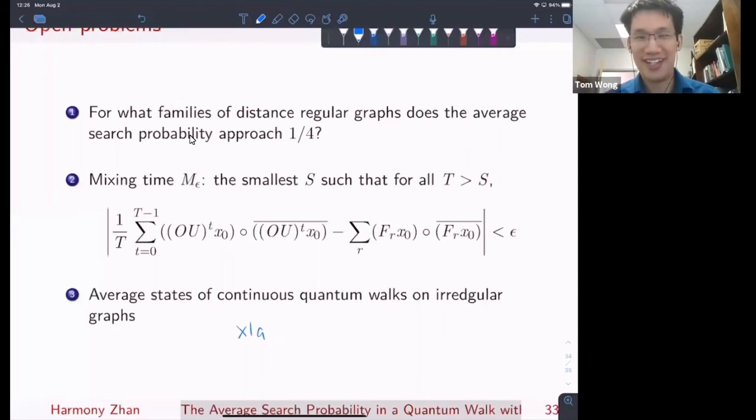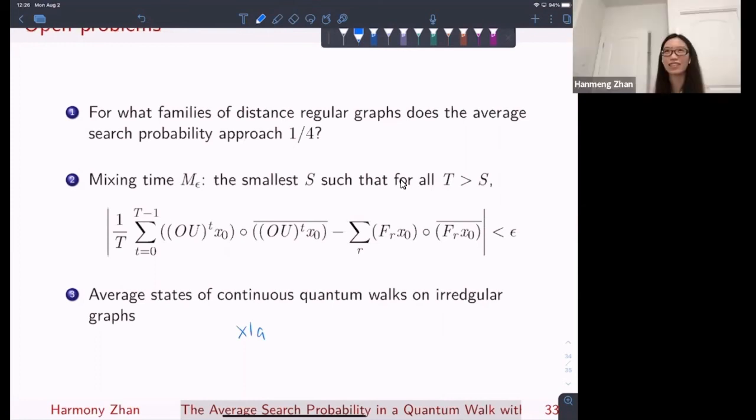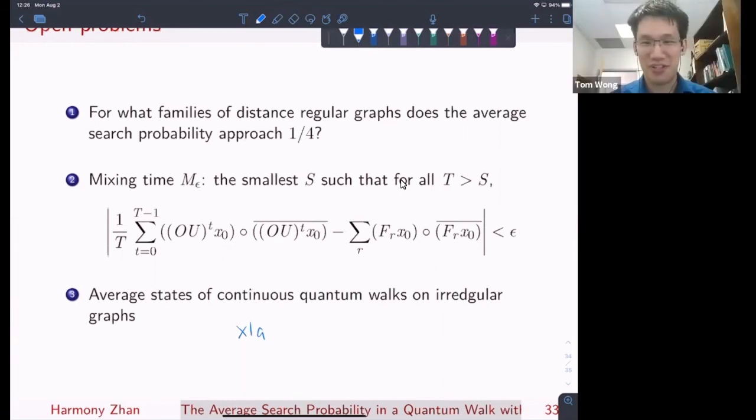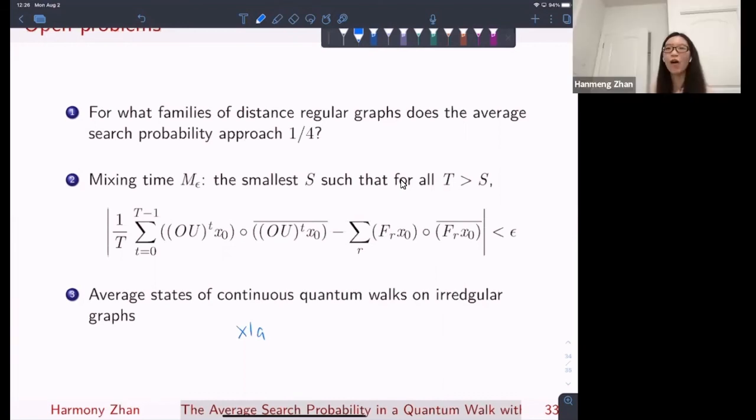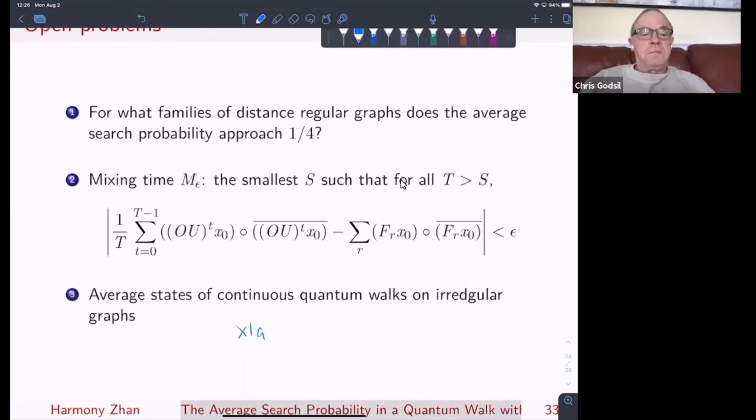Hi, Harmony. Nice talk. I was wondering if you've looked at the average search probability for the torus. Because I'm guessing it's not going to be 1/4. It should be something smaller. But I was just wondering if you looked to see what it is. Do you mean the Cartesian square of C_n, where you join the endpoints of the path, and then the 2D torus? It's the Cartesian square of the cycle.